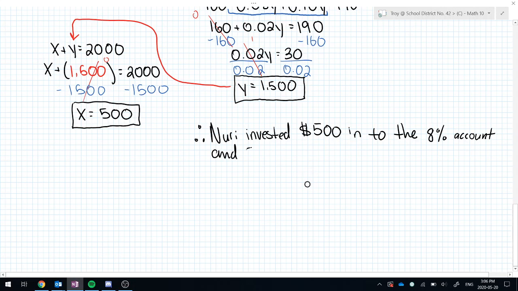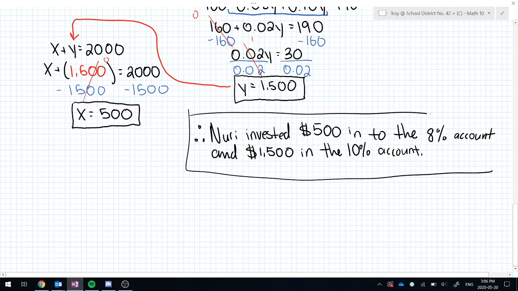And she invested 1,500 in the 10% account. So that's our final solution there. Okay, so exactly the same method, the exact same substitution method to solve this question, but the only difference is we needed to create our own system of equations to start, since it was a word problem. Probably one of the harder questions you'll run into.